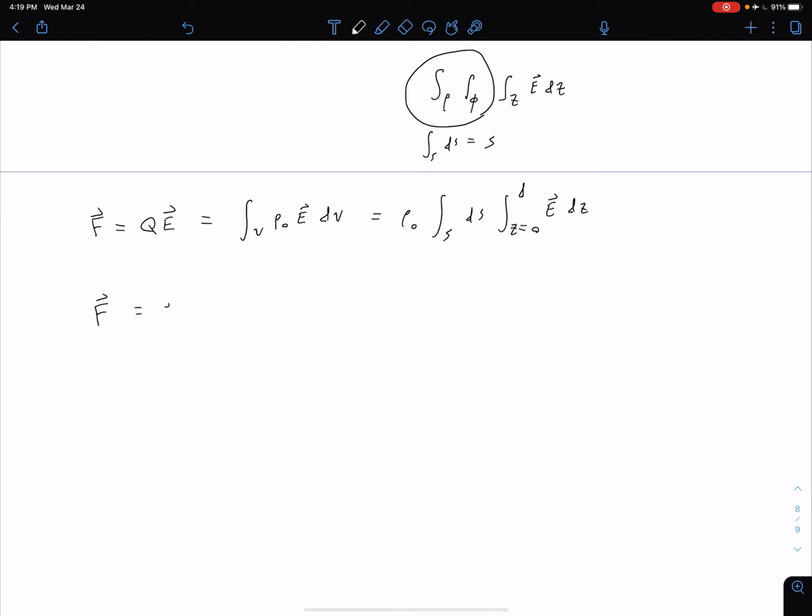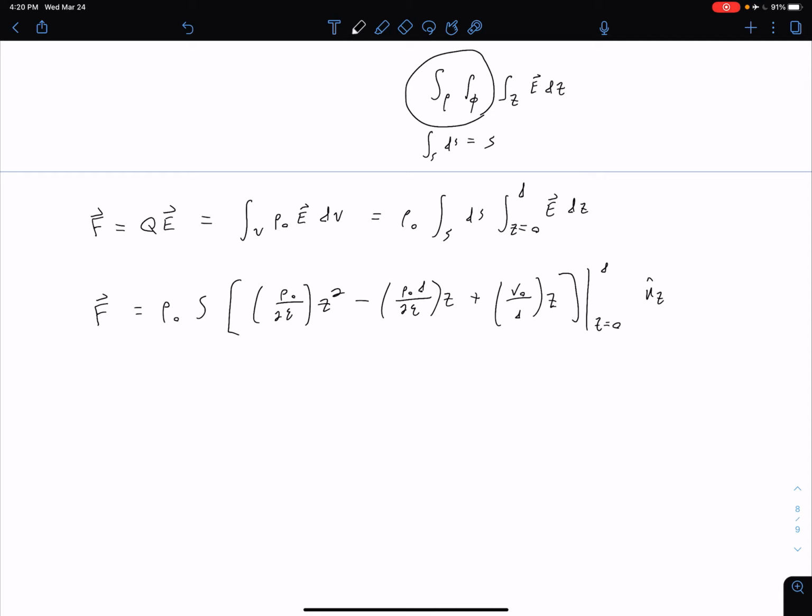So we see force is equal to rho naught. This integral becomes just our surface area S. And if we integrate that E expression, we have rho naught over 2 epsilon, so our over 2 has come back. We have z squared again, and now we have our rho naught d over 2 epsilon z. So we're basically just going back to our V expression, so we have V naught over d also multiplied by z. Now we're evaluating this between z equals 0 and z equals d. Remember, all of this is in our z direction.